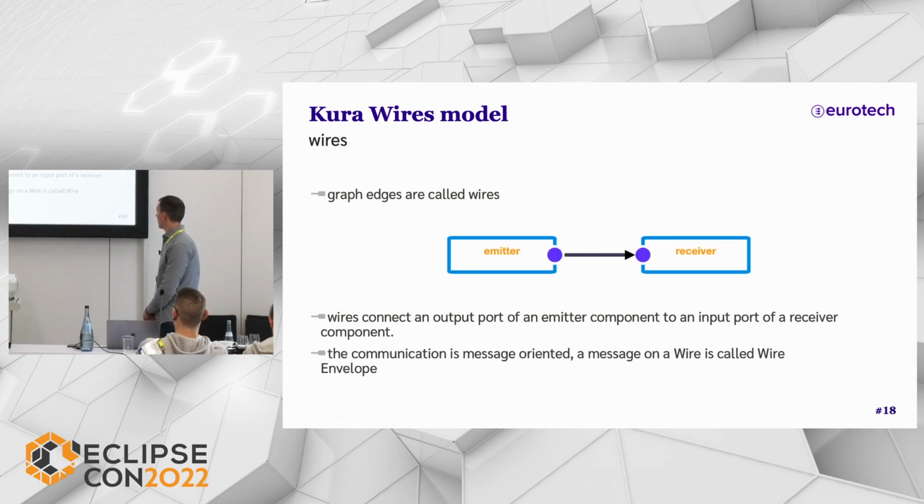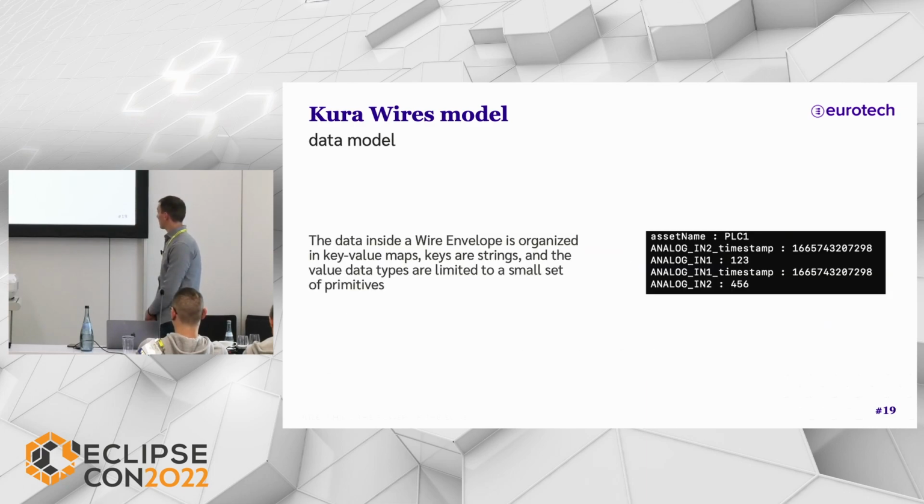And the edges that connect them are called wires. They connect an output port of an emitter component to the input port of a receiver. The communication on the wires is message-oriented, so you have messages flowing there that are called wire envelopes. So let's see what's inside these envelopes.